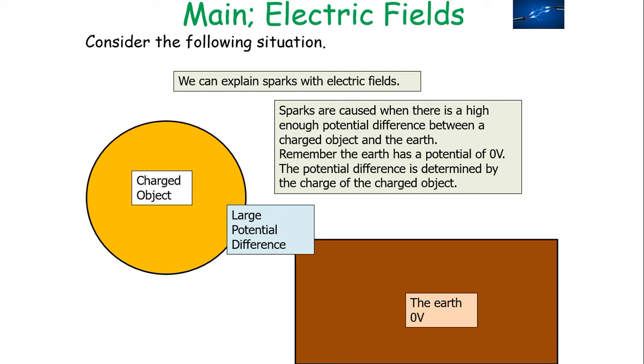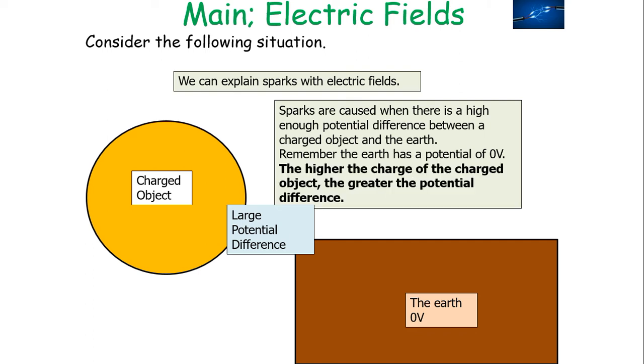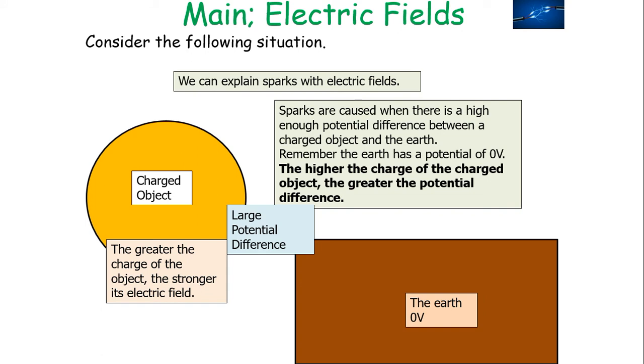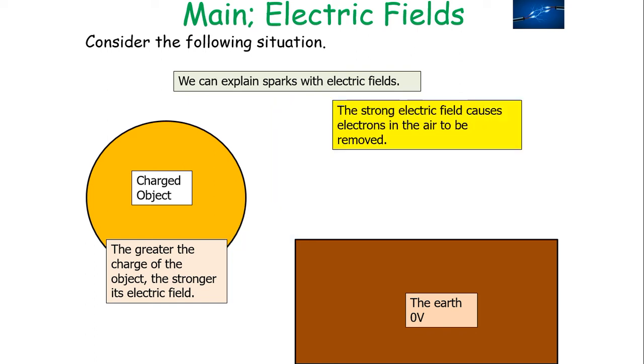So if the charged object was at 20 volts and we increase it to 60 volts, the potential difference also increases, because the earth always stays at 0. So the higher the charge of the charged object, the greater the potential difference. Now, the greater the charge of the object, the stronger its electrical field. That's a very important idea, because charge produces the electrical field, so the greater the charge, the greater the electrical field. Now, the strong electrical field causes electrons in the air to be removed.